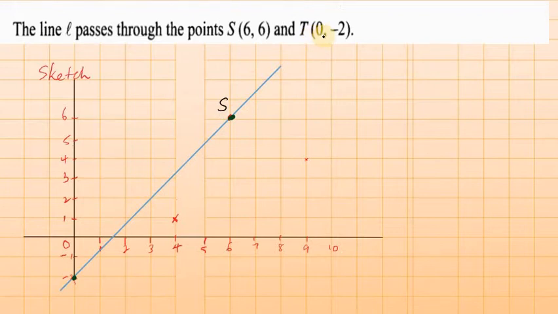And then T (0, -2) means I start at 0. I do not move right or left in the direction of the x-axis. That's the x-axis, this is the y-axis, but I stay here, and then the y tells me to come down. Negative 2 says come down by 2 units, so this is T.